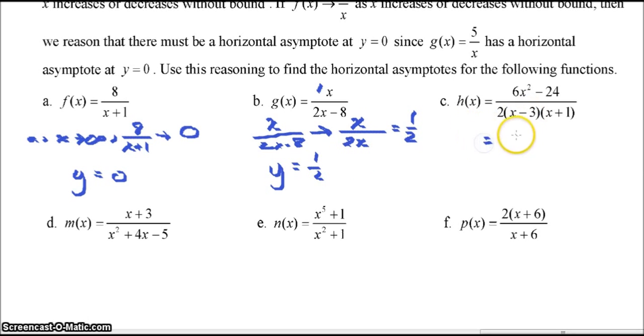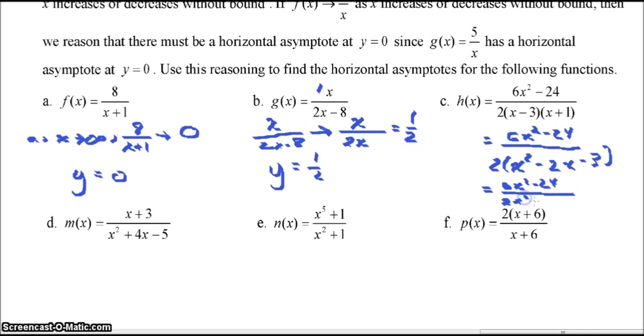Over here it might be helpful to just FOIL out that denominator. 2x squared minus 2x minus 3, I hope that's right, which is 6x squared minus 24 over 2x squared minus 4x minus 3. And as x goes to infinity, these other terms won't really matter. We'll just have 5x squared over 2x squared, which means our horizontal asymptote is 5/2. I'm sorry, that's not a 5, that's a 6. 6 over 2, or 3, so y equals 3. The ratio of this function approaches 3 as x goes to infinity or negative infinity.